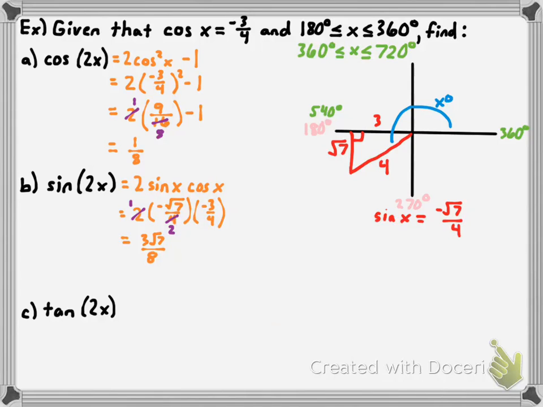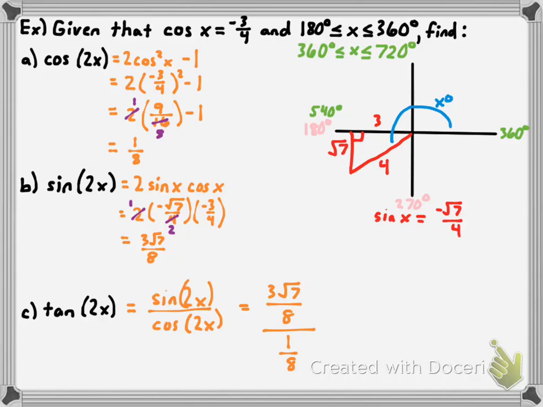Okay, then the third part of this is we're finding out what the tangent of 2x is. And we already said that there does exist a formula for a double angle identity for a tangent, but we said you can just do sine of 2x divided by cosine of 2x. And since we know what each of those things are, because those are our answers for B and A respectively, we can go ahead and calculate the tangent of 2x. It's going to be equal to 3 square root of 7 over 8 divided by 1/8.